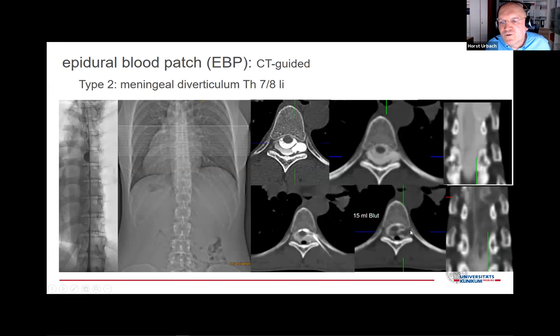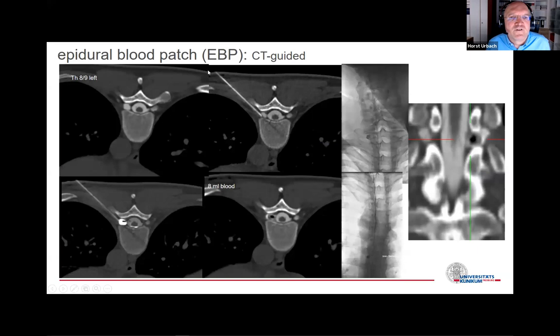And we try to get the blood clotted in this location and to avoid that the CSF can leak after the blood patch. Another example, just from the lateral position into the diverticulum, fill it up with contrast and blood, and hopefully the patient stays free of symptoms.